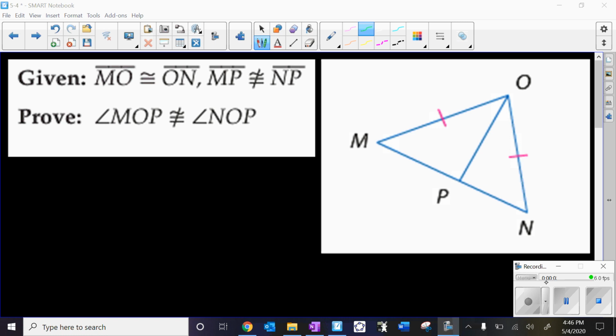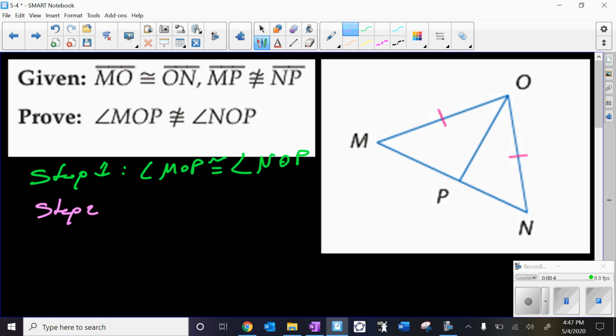The last type of indirect proof that we're going to deal with deals with some geometric indirect proofs. So this time I've got a triangle, and I'm giving you that segment MO is congruent to ON, and MP is not congruent to NP. Therefore, my angle MOP is not congruent to angle NOP. So starting with my indirect proof, always starting with step 1, locate your conclusion and state the opposite. So instead of saying angle MOP is not congruent, we're going to say it is now congruent to angle NOP.